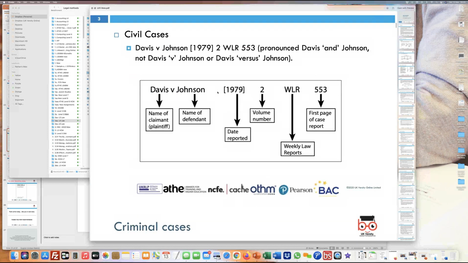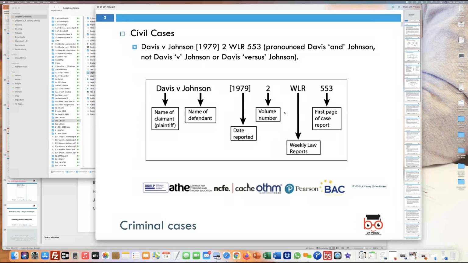Now, when you look at how this is referenced, this bit which you look at is a terminology which is followed when we try and reference different types of cases. So this is an example of a civil case, which is between Davis and Johnson. It was in the year 1979. 2 talks about the volume. WLR refers to the Weekly Law Report in which it was published. And 553 is basically the page, or first page of that case report, which has been reported in that law gazette.